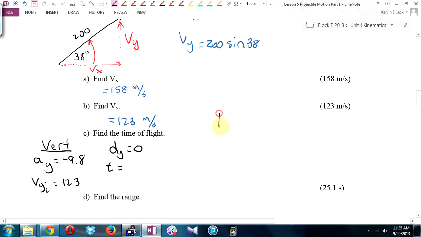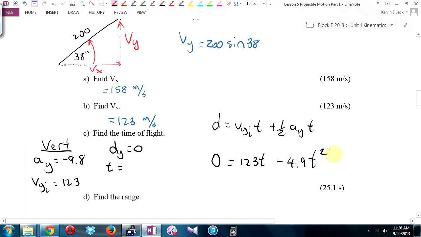You could go, don't write this down, 0 equals 123t minus 4.9t squared. Where'd the negative 4.9 come from? Okay, half of 9.8. You could do all that. However, what kind of an equation is that? It's quadratic. How do I know? It's got a squared. I'm going to either factor or use the quadratic formula, which is lengthy. That's valid, but Ellis, we're not going to do it that way, which is why I said don't write that down.